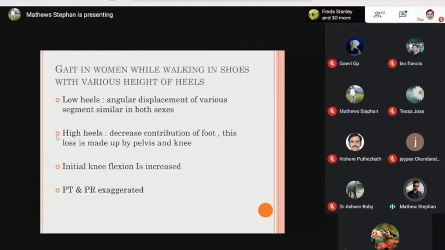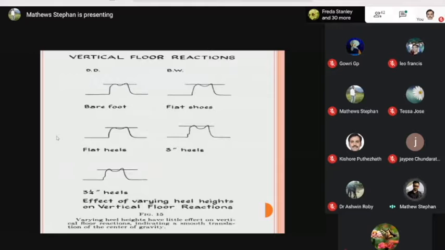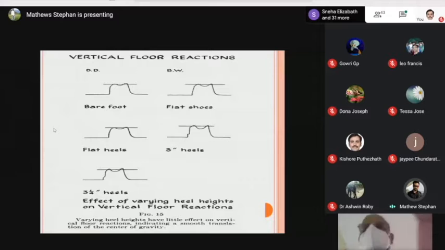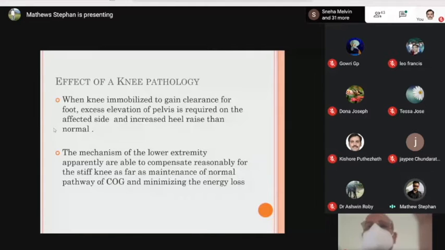So these are the vertical floor reaction forces represented in the graph. With the bare foot, flat heel, and then 3 inch heel and 3.5 inch heel, there is a loss of smoothness. When the knee is immobilized, to gain clearance for the foot, excess elevation of the pelvis is required on the affected side, and increased heel raise compared to normal. The mechanisms of the lower extremity are apparently able to compensate reasonably for the stiff knee as far as maintenance of the normal pathway of the center of gravity and minimizing energy loss.